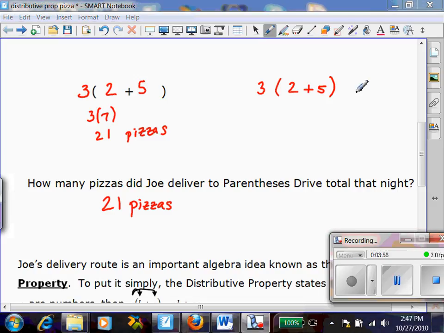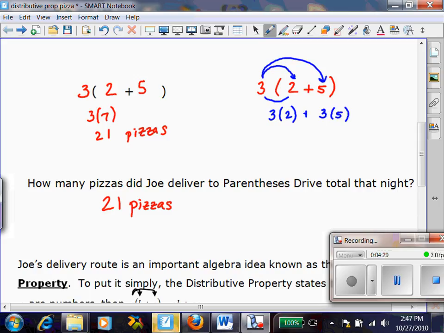Okay, so let's use Joe's delivery route this time to figure out how many pizzas he delivered and see how it works out. So if you remember, the 3 is in place of the pizza place. The 2 is the first delivery. So we would take 3 times 2, because remember those parentheses mean to multiply. So let's write down 3 times 2. And then he's got to go back to the pizza place. And now he takes that 3 and he multiplies it by the second house's order, which was 5. So we do 3 times 5. And then you bring down this plus sign, since we're adding them all together to see what the total is, and then he heads back to the pizza place.